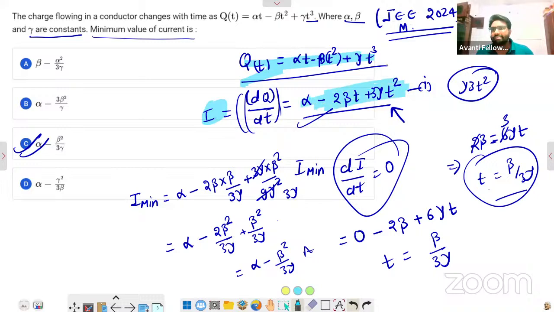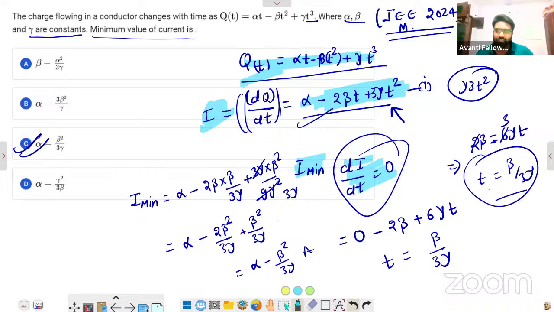And which current? Instantaneous current. Which means by putting the value of time, we can get any value of current. Okay? So at any point of time, you can get the value of current at that particular instant. We need to find out when the current is minimum. So for the current to be minimum, the condition is di by dt should be 0.